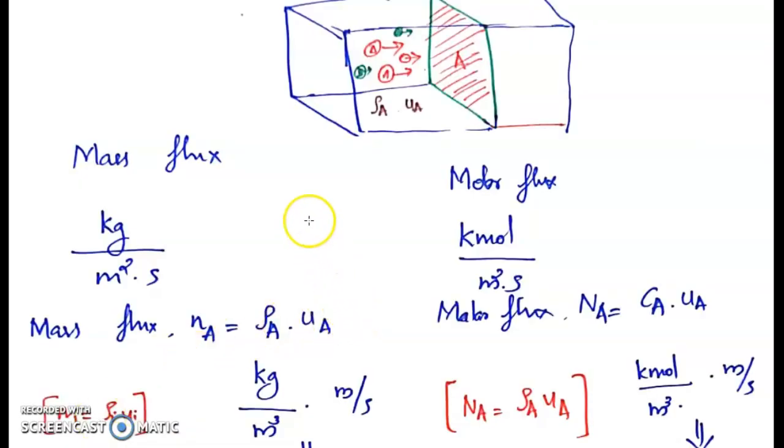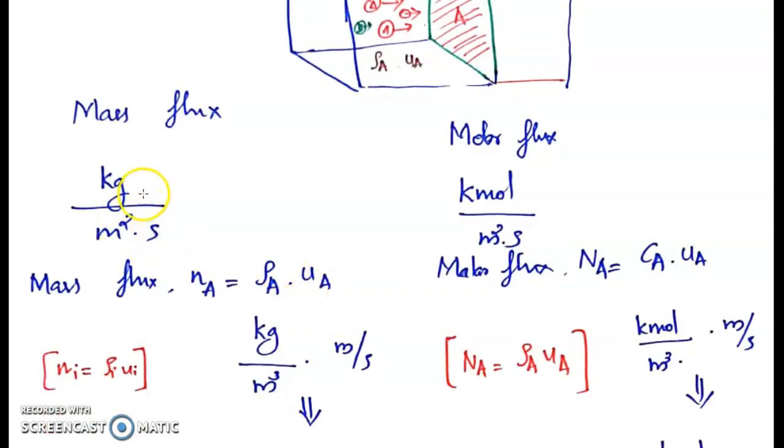Let's recall a few points. We discussed mass flux and molar flux in the last class. Both are used to quantify mass transfer. The units are kilogram per meter square second or kilomole per meter square second.